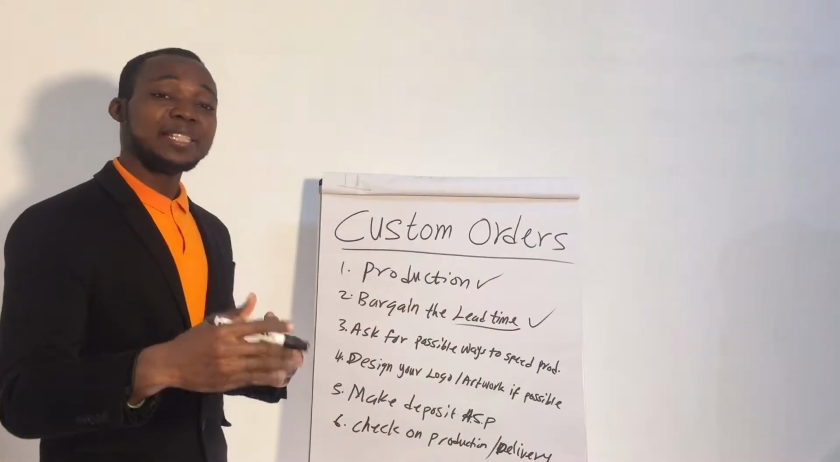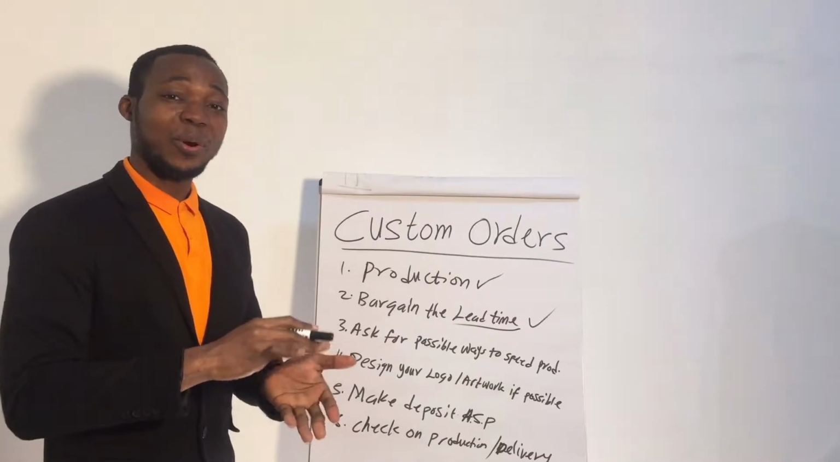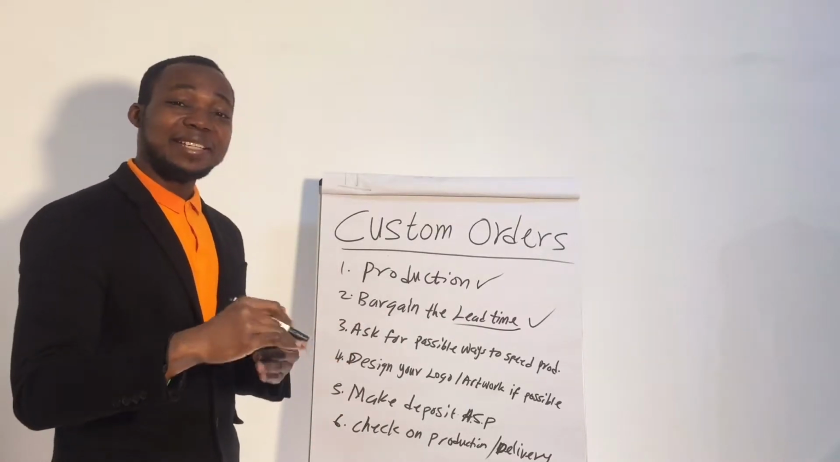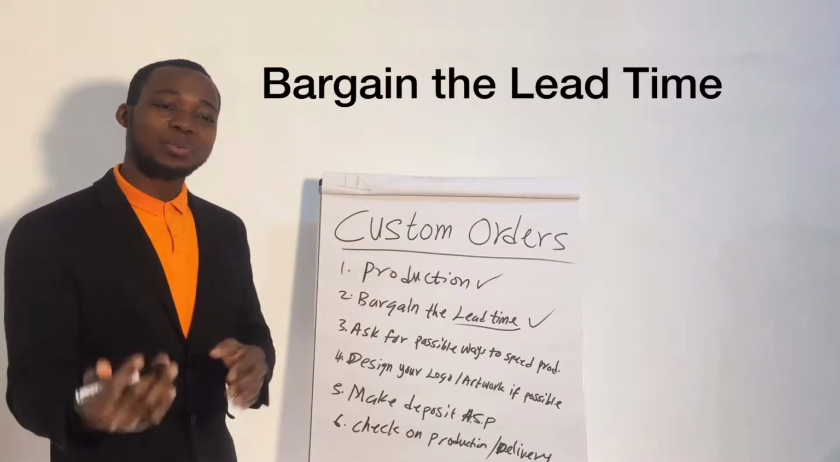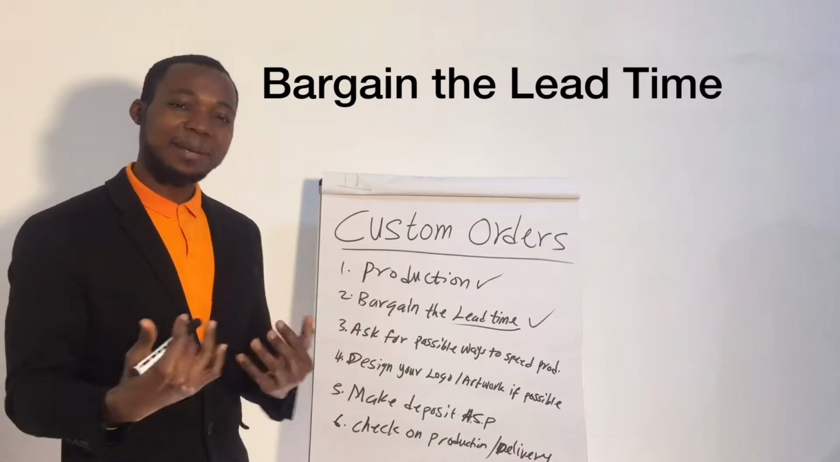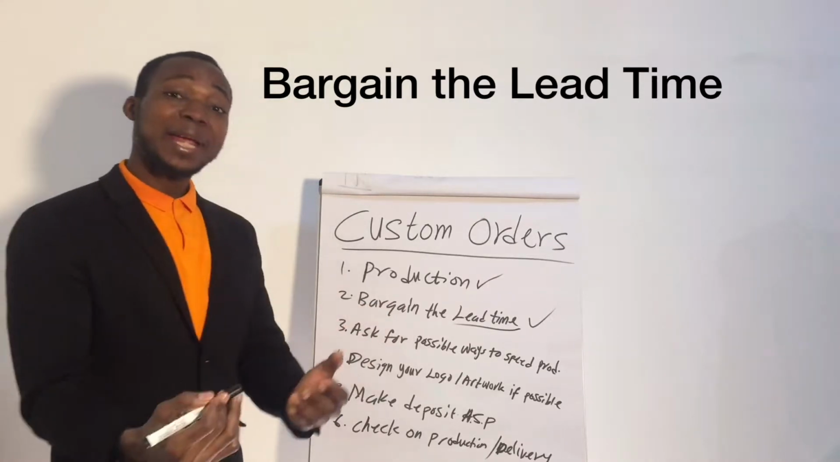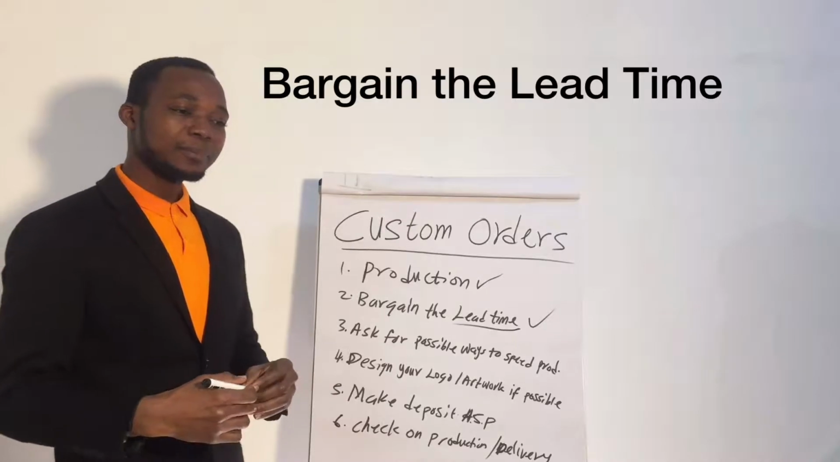If they give you 10 days or 15 days, that's their comfort zone, meaning that within that 15 days, they can produce without any pressure. They can produce and as well produce for other clients. They can produce and as well accept other orders. So if I'm saying that you should bargain for the lead time, what do I mean? What I mean is this.